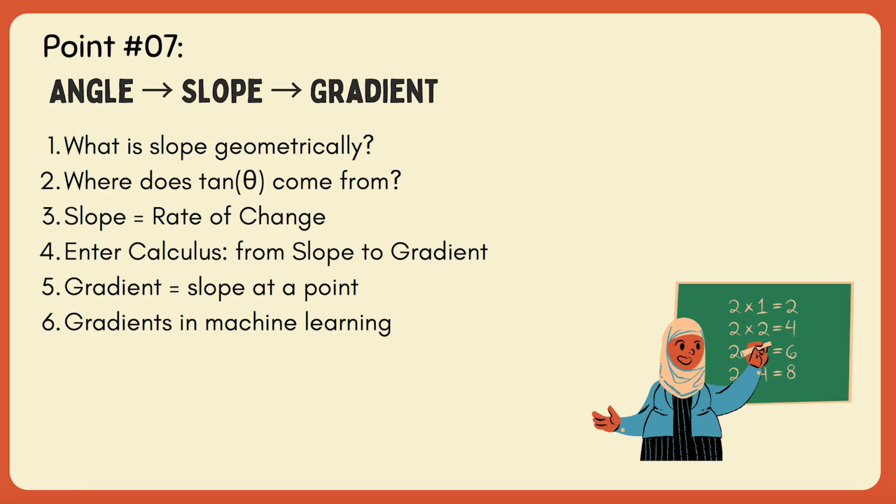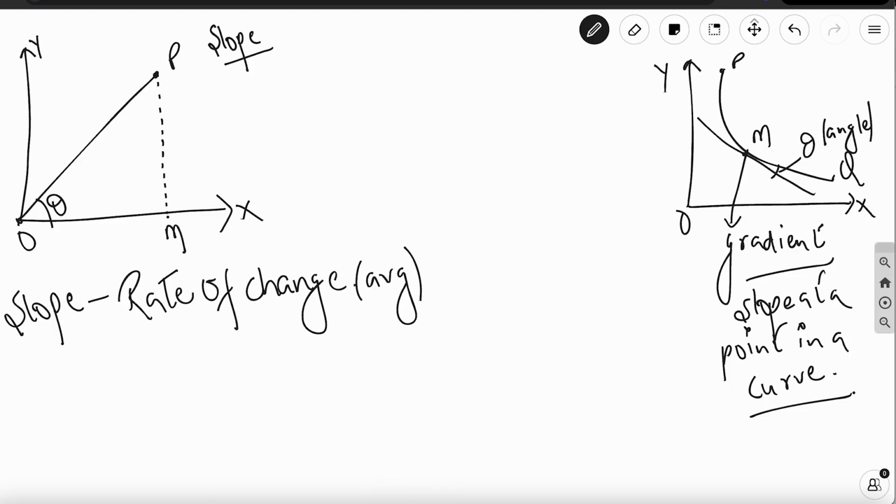Let's try to understand what a slope and a gradient is and how they are related to the angle. Let's take this example here, the first one.